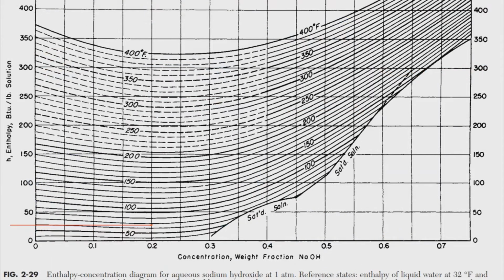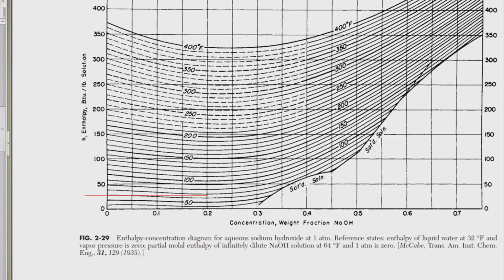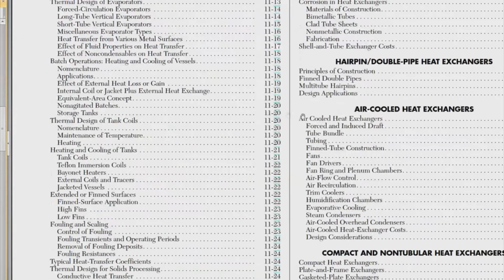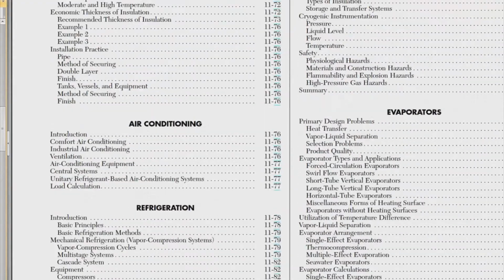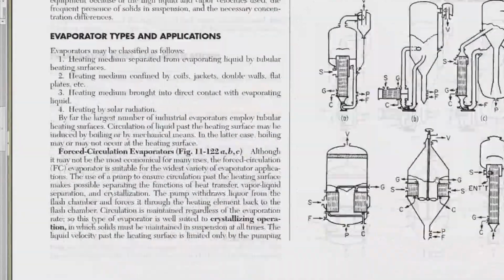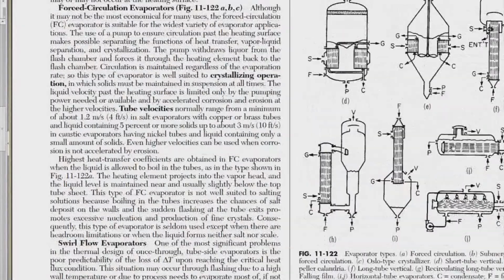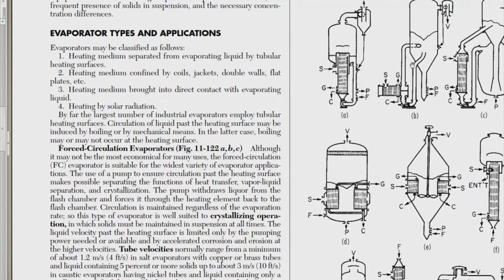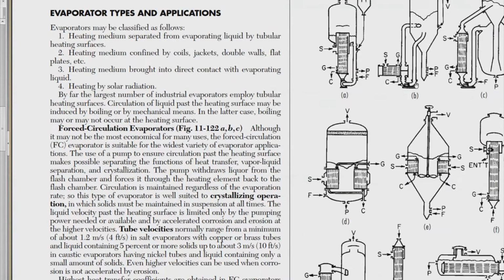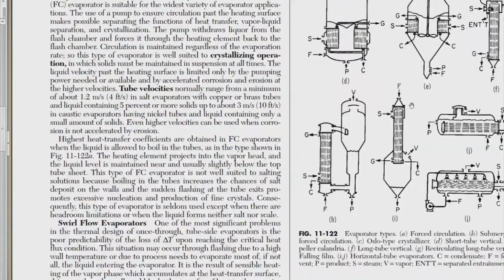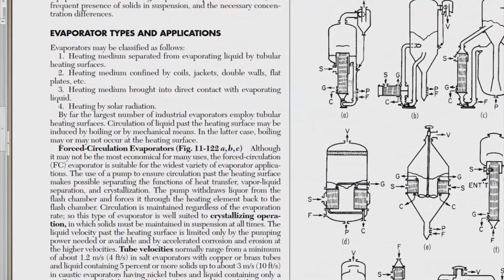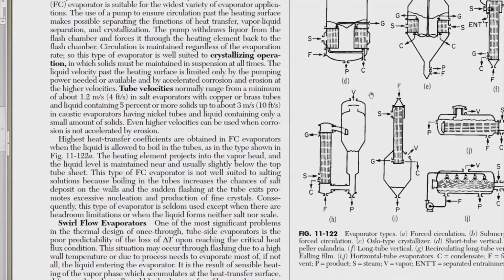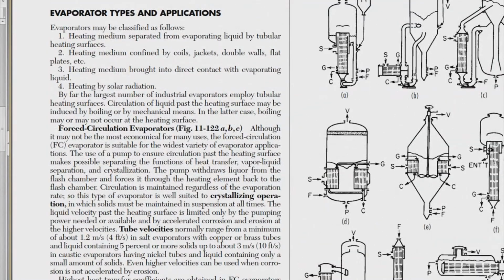That's on chapter 11 for the discussion of evaporators, and that's around here. And as you can see here, there are a lot of evaporators. There's this type, and I think this is the forced circulator, letter A. Correct, A. And then we also have B. B should be forced also.